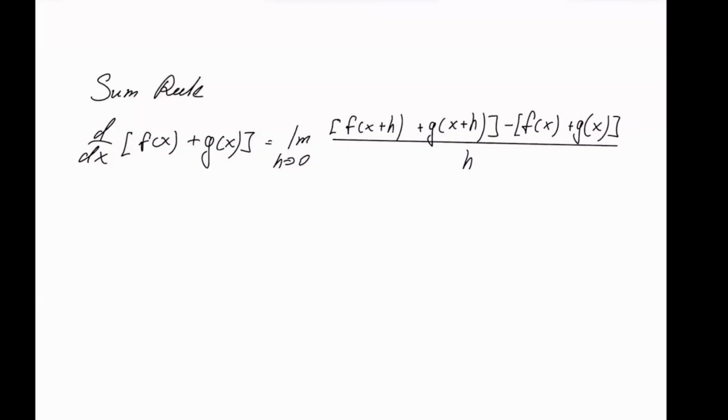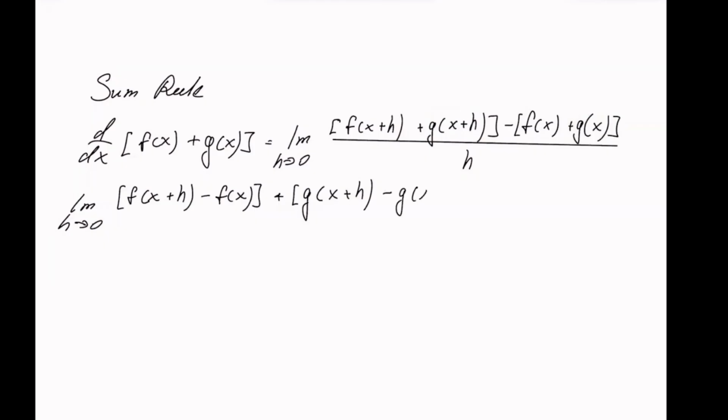Now we open the parentheses and reorganize the terms, and we have the limit as h goes to 0 of f of x plus h minus f of x. I am picking this term and this term together, kind of grouping them, and then plus, now I am grouping g of x plus h minus g of x. That is all divided by h.